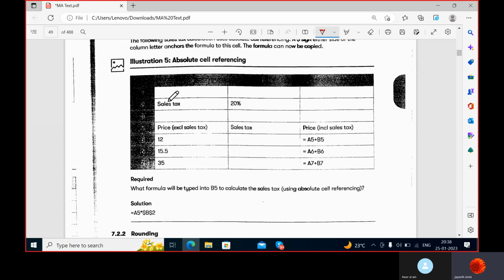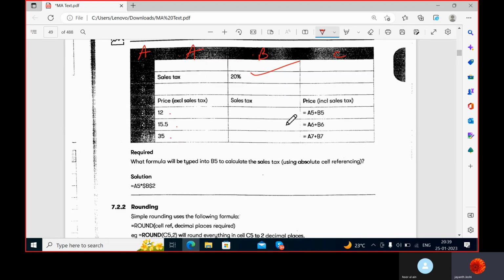Sales tax is 20%, and the prices are excluding sales tax. There are values here: 12, 15.5, 35. Actually, the print is not that clear. Column A and B5. So this is A, B, C. So what is happening here? What formula will be typed into B5 to calculate the sales tax?